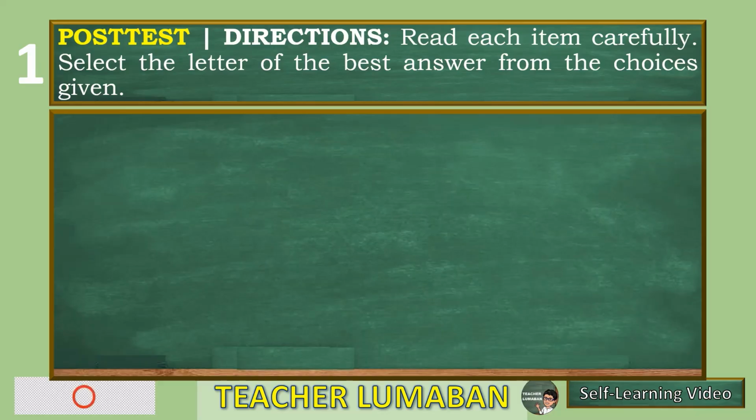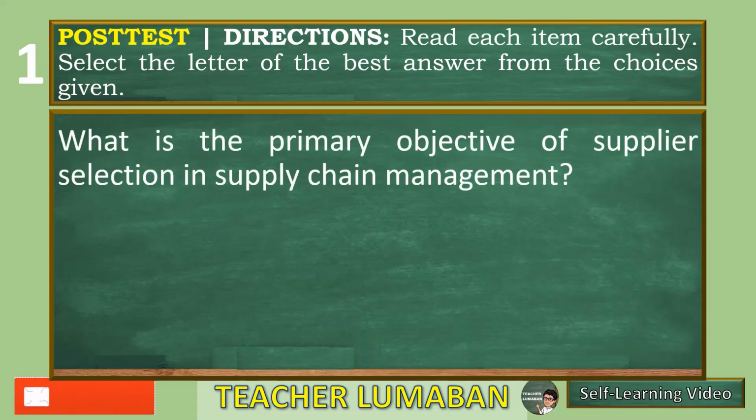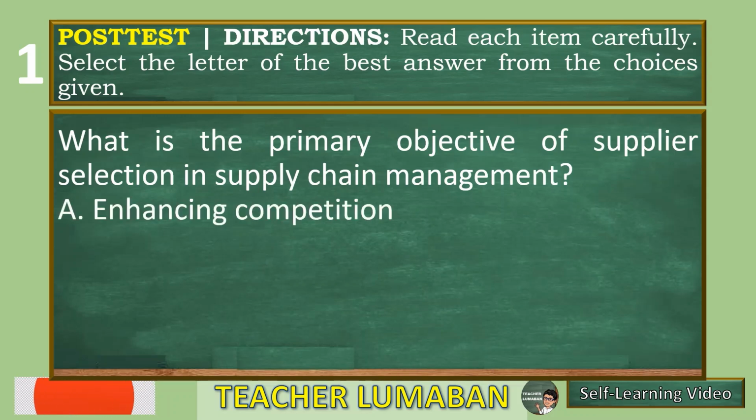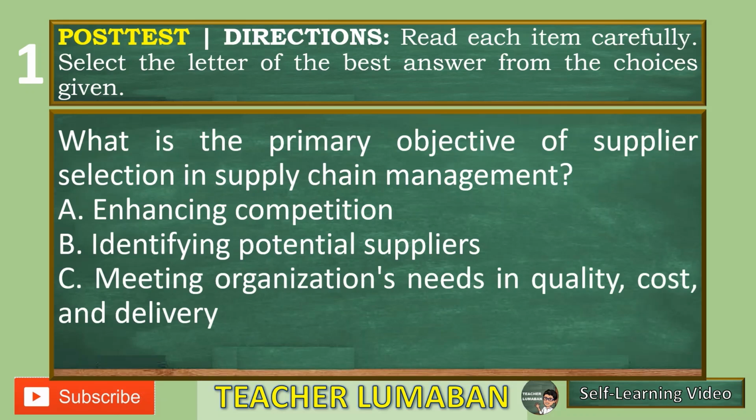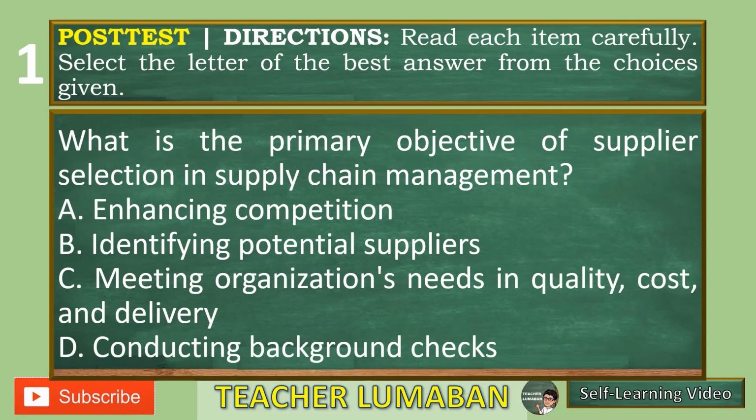the final product's value. What is the primary objective of supplier selection in supply chain management? A. Enhancing competition. B. Identifying potential suppliers. C. Meeting organizations' needs in quality, cost, and delivery. D. Conducting background checks.